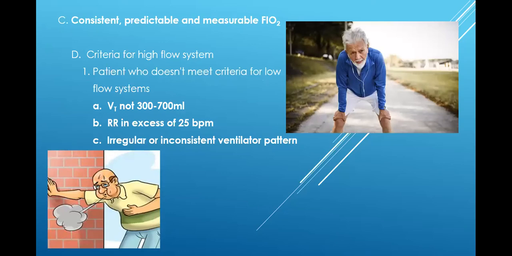The criteria for a person who needs the high flow system is the one who doesn't meet the criteria for the low flow system. It's real simple. That means their tidal volume is not 300 to 700, the respiratory rate is greater than 25, and it's an irregular or inconsistent ventilatory pattern. So if he's breathing real hard and deep or just barely breathing. Now, please don't misunderstand: just because he's breathing really, really shallow does not mean he needs a low flow. It needs to be between 300 and 700 for low flow. If it's not, you need a high flow, okay?